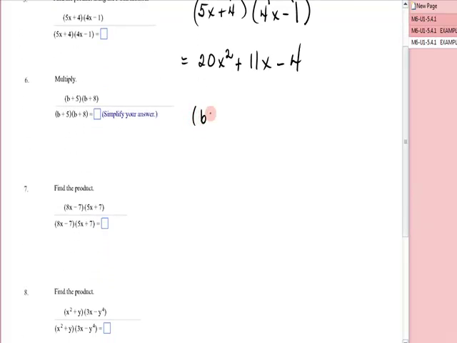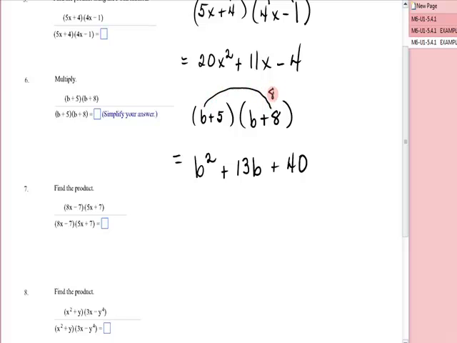I have b plus 5 times b plus 8. Product of the first is b squared. The outer product is 8b. The inner product is 5b. That gives me 13b. Now, the product of the last is 40. It could be that that feels comfortable for you. If it doesn't, please write down the outer product is 8b, the inner is 5b, then looking at them, you're combining them. But you may be able to combine them in your mind.